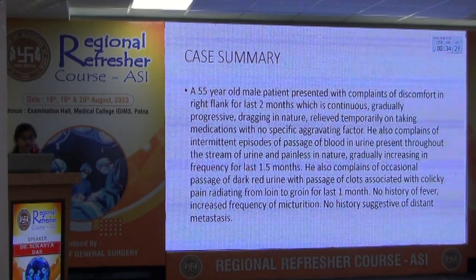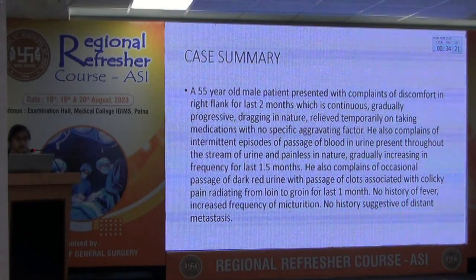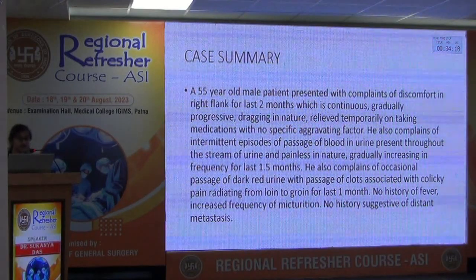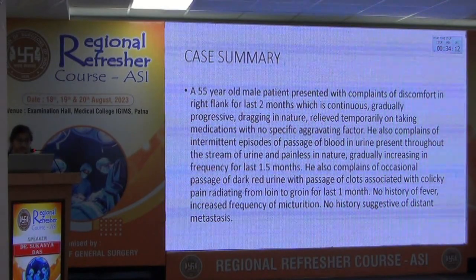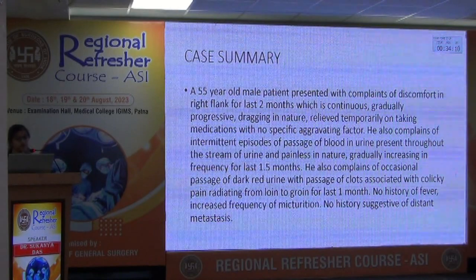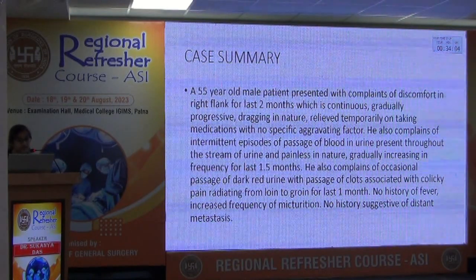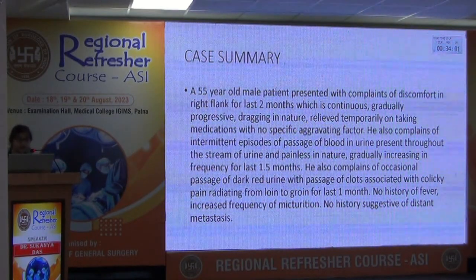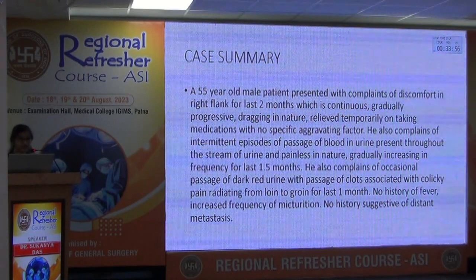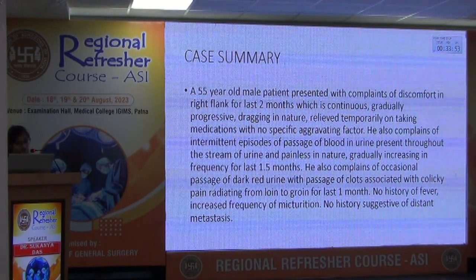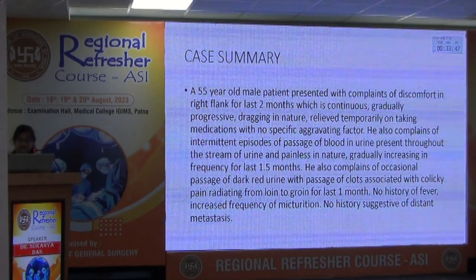So to summarize, a 55-year-old male patient presented with complaints of discomfort in his right flank for the last 2 months, which was continuous, gradually progressive, dragging in nature, with temporary relief on taking medications, and no specific aggravating factor. He also complains of intermittent episodes of passage of blood in urine, present throughout the stream of urine and painless in nature, gradually increasing in frequency for the last 1.5 months. He also complains of occasional passage of dark red urine with passage of clots, not associated with colicky pain radiating from the loin to groin, for the last 1 month.